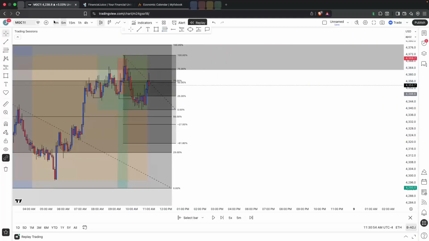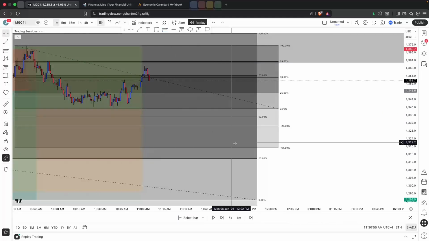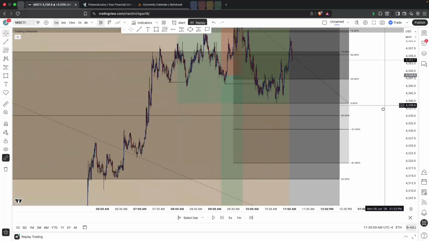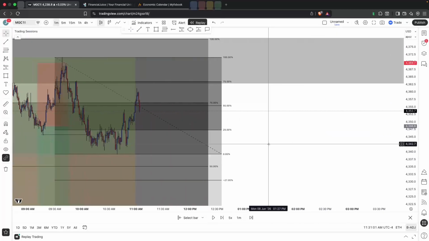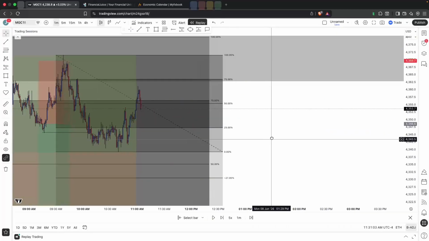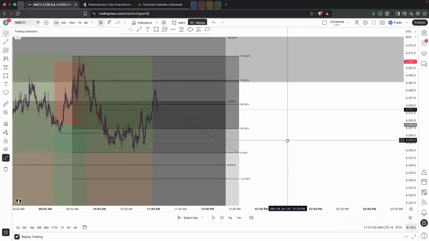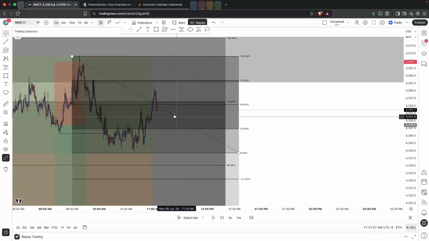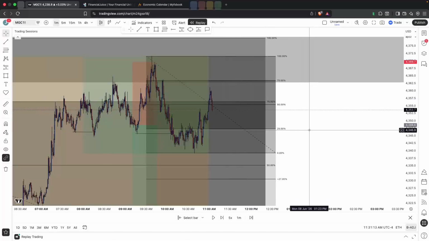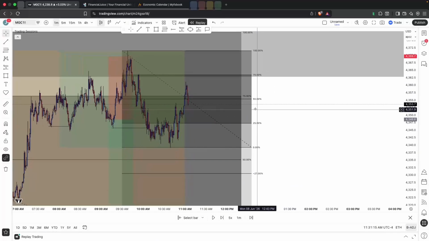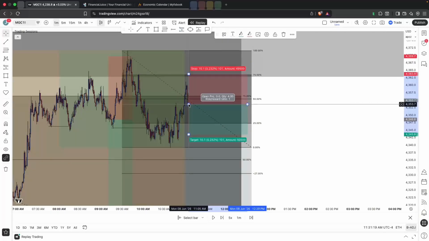Now we see a pullback. Let me scale down here. This kind of looks messy, but we've seen price reject off of this 50% area. I'm not sure if I want to see a deeper pullback to the 75% zone, but I think this is good enough. We saw a breaker structure. We see the pullback. I'll enter here.